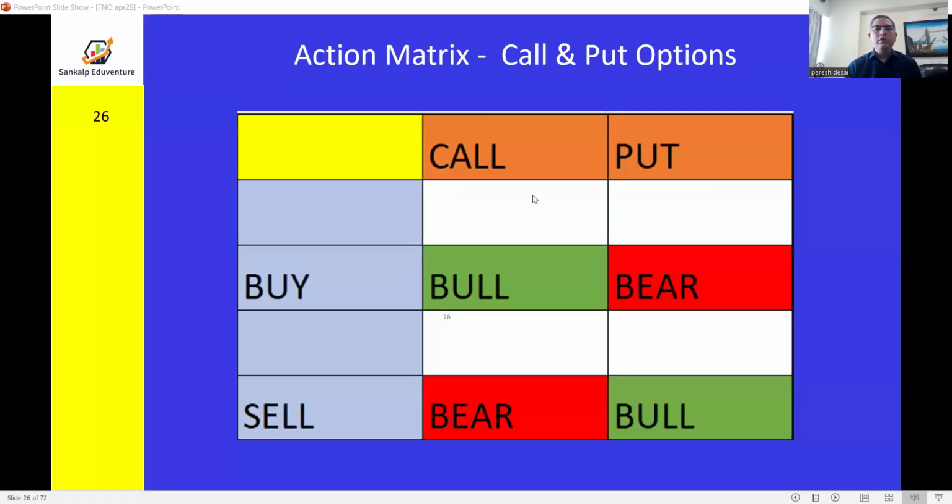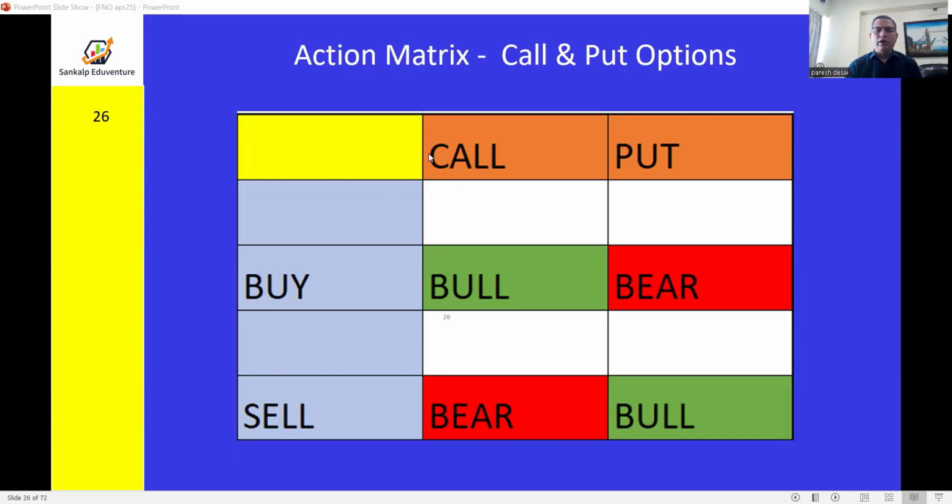Okay, so if you go to the definition of a call instrument, if someone is buying a call, he is a bull. He is expecting the price to go up. He is expecting the price to go up.